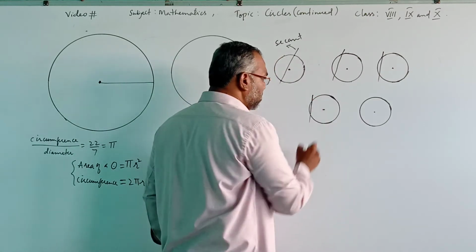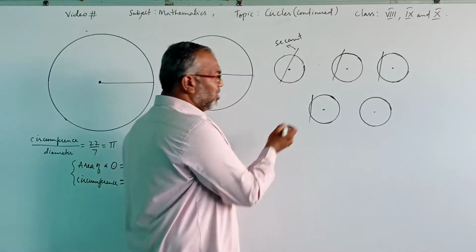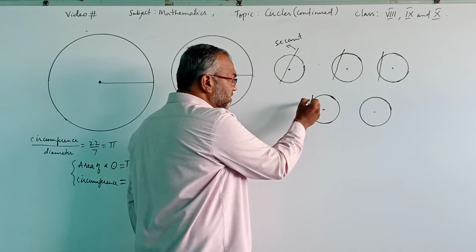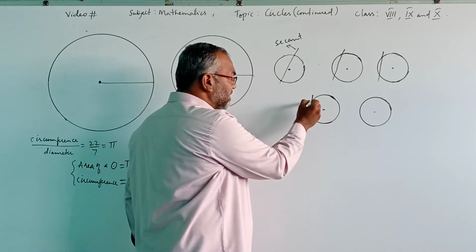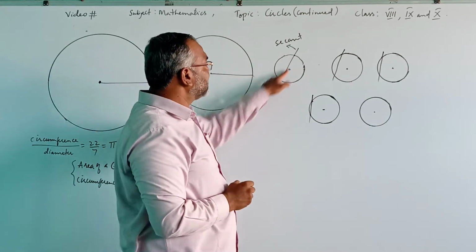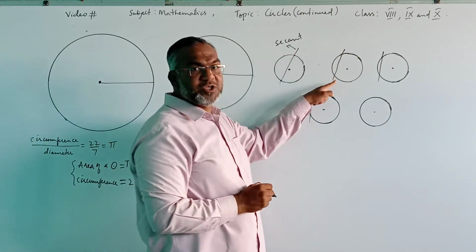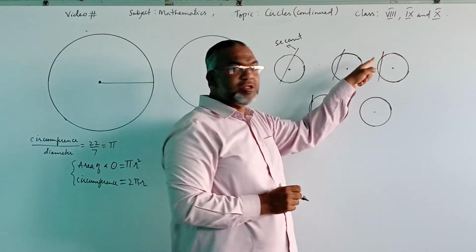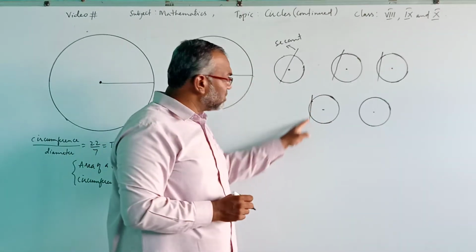What about this one? This is also a secant because it is cutting the circle at 2 different points. This line is a secant. This line is also a secant, and so are these lines.